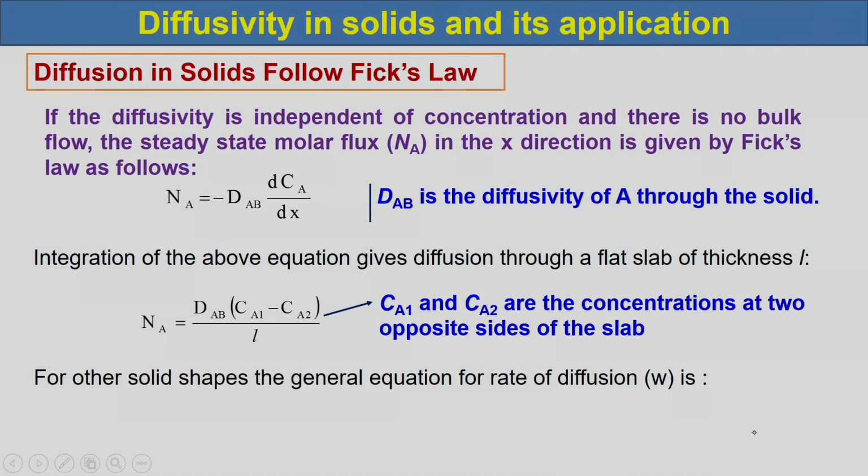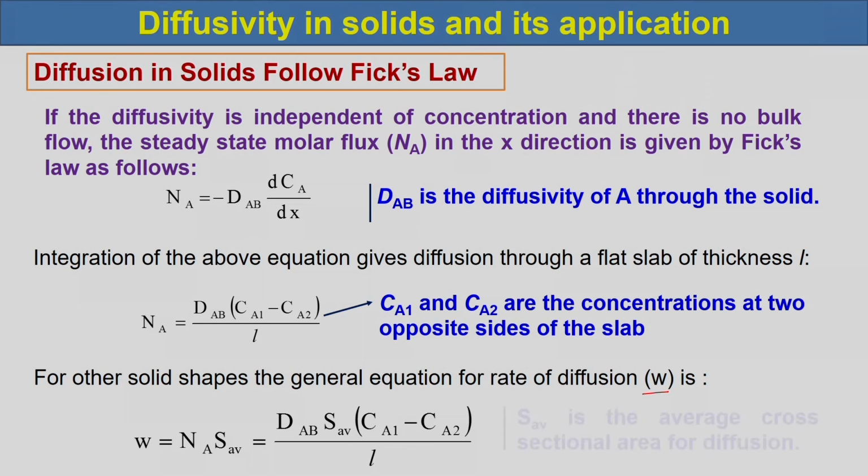For other solid shapes, the general equation for the rate of diffusion, which is defined by W, would be equal to Na into S average. W would be equal to dAB into S average into (Ca1 minus Ca2) by L. So, S average is the average cross sectional area for diffusion.